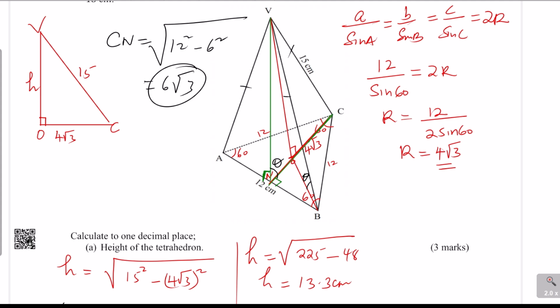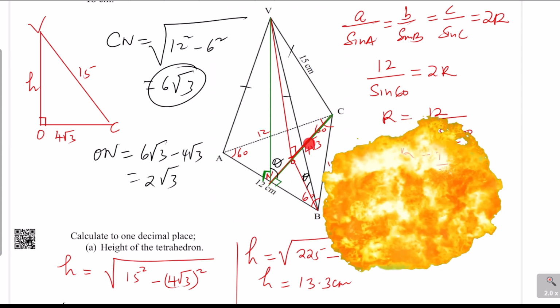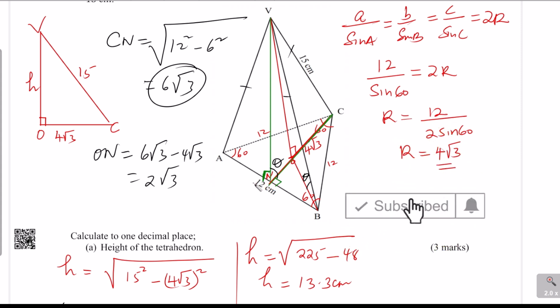So to get ON, we're going to get 6 root 3 minus 4 root 3. And this will give 2 root 3. Why are we subtracting? Because we already have CO as 4 root 3. That was the radius. We got the radius. And then we have already obtained CN as 6 root 3. So this part that is remaining here, ON, will be given by CN minus CO. That is 6 root 3 minus 4 root 3. And that will give us 2 root 3.